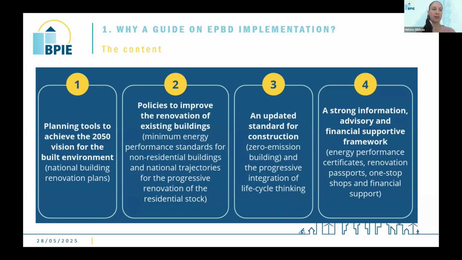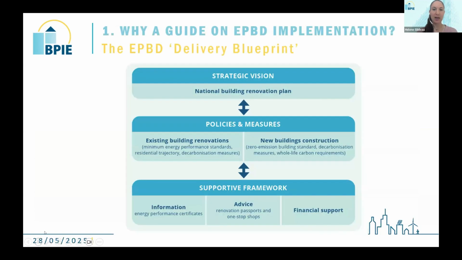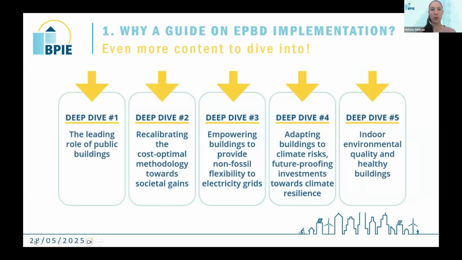So if you go to the next slide, you will see in a few seconds how we actually see and portray the Buildings Directive as a system. Starting with the strategic vision, we have the NBRP. Following from that, you have your policies and measures, both on the existing buildings and the new buildings side, underpinned by the supportive framework where we have energy performance certificates, renovation passports, one-stop shops, and financial support. But if you go to the next slide, you will see that actually this is not all. And we propose even more content to dive into.